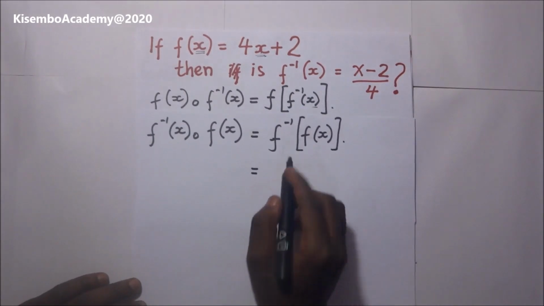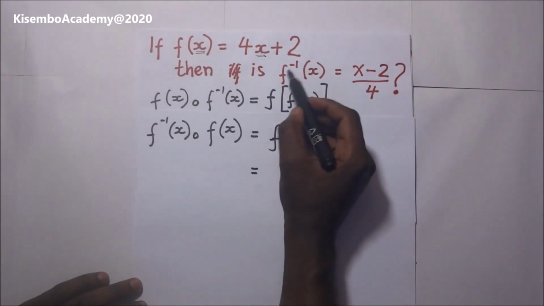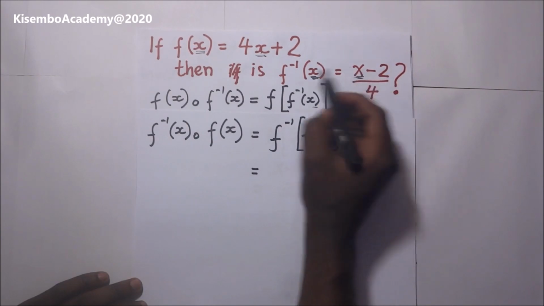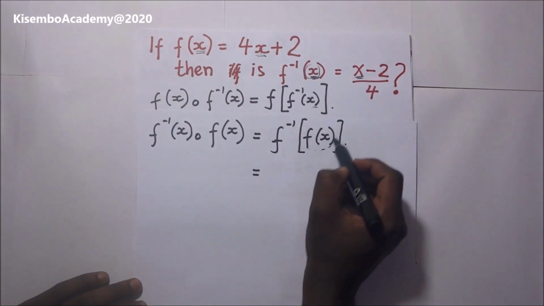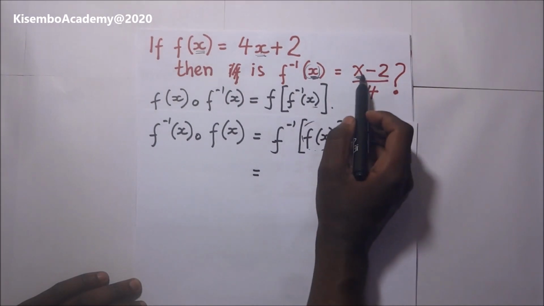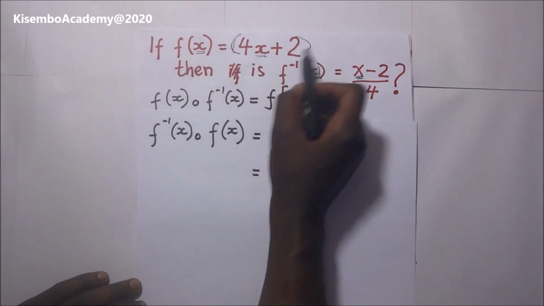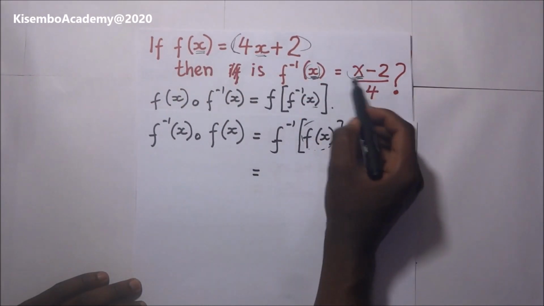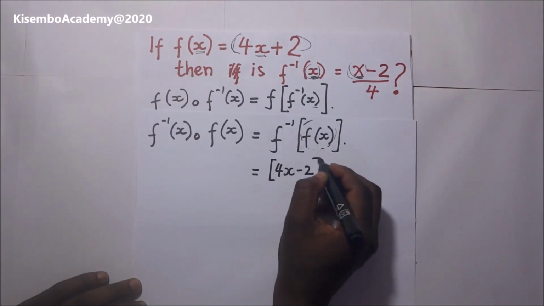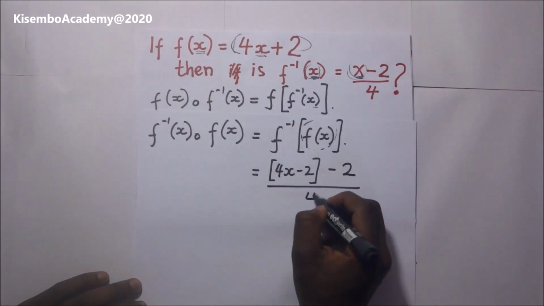And this is going to be given by, of course, the inverse function in this case, which is x minus 2 over 4. So if the inverse of f of x is x minus 2 over 4 as given here, it means in the place of x we are putting the function f of x. So in this expression, where there is x, we are going to put the function f of x, 4x plus 2. So in this part it's going to become 4x plus 2, then minus 2, divide all that by 4.